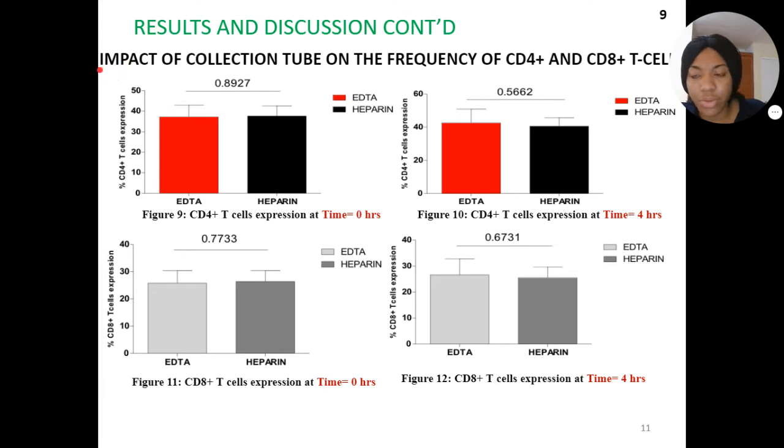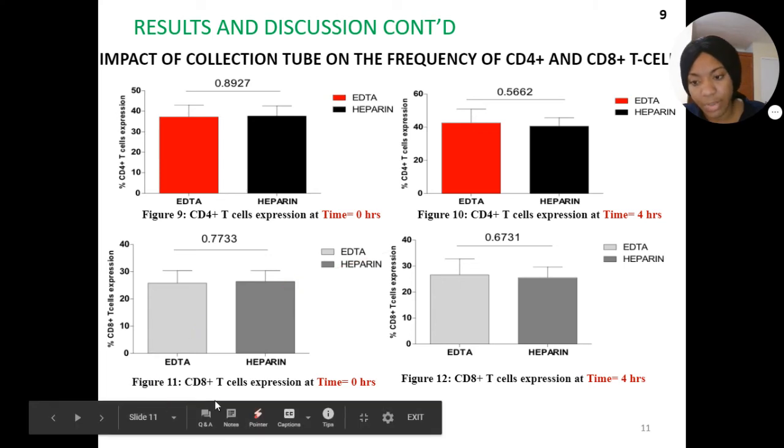Right here, we moved on to investigate the impact of collection tube on the frequency of CD4 and CD8 T cells. Figure 9 shows the CD4 T cell expression at time 0. Sometimes I put time less than 1 hour, but it just shows analysis right after blood sample collection, so there was no time lapse. And here too, CD4 T cell expression at 4 hours, that's after 4 hours of blood sample collection. Again, CD8 T cells at time 0 and 4 hours after.